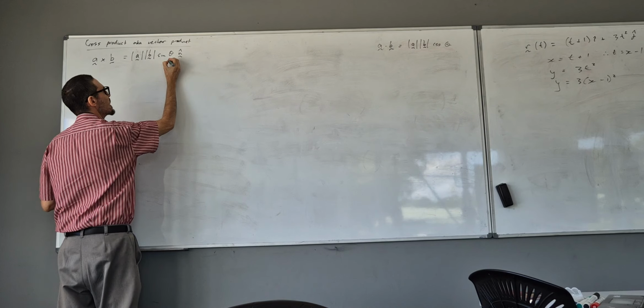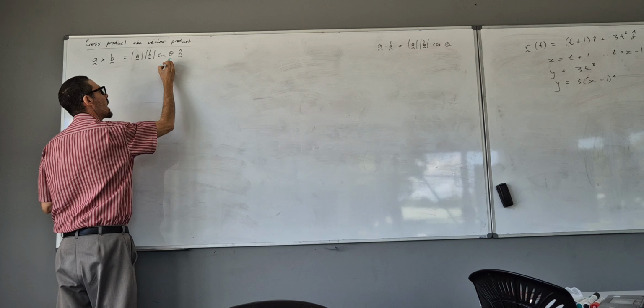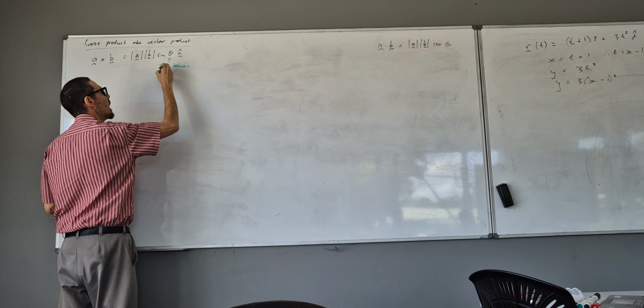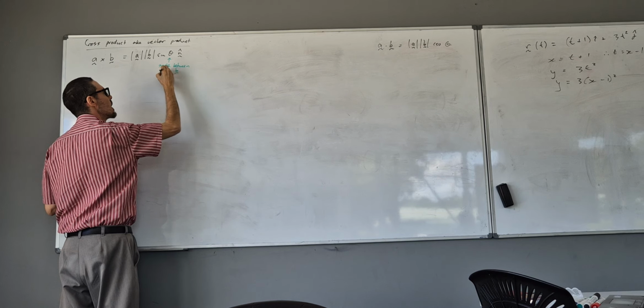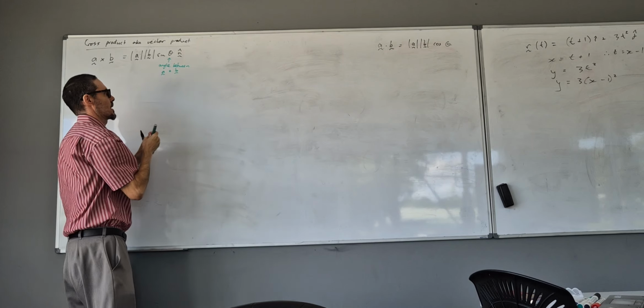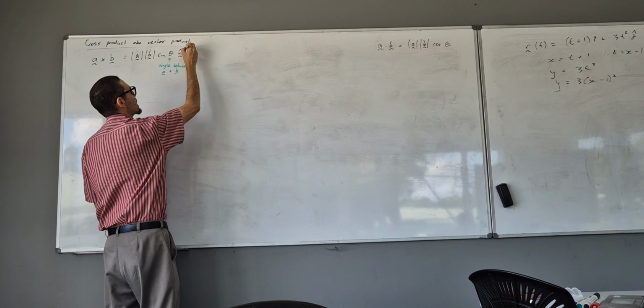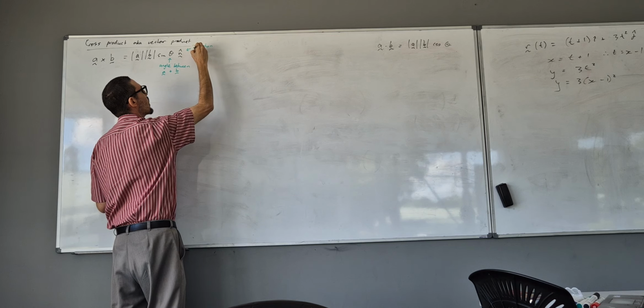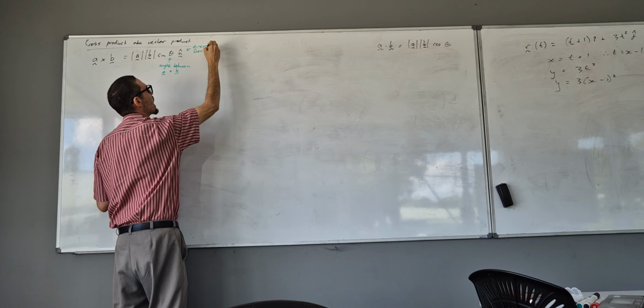So this one is the usual angle between A and B. And this gives me the direction. And the direction is from the right-hand rule.